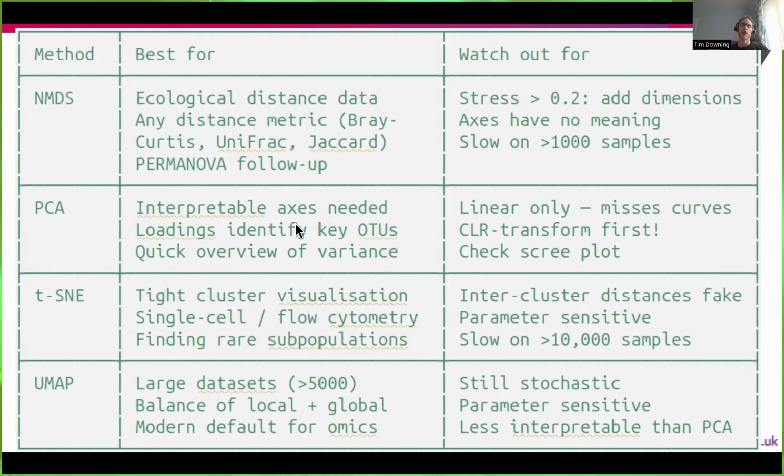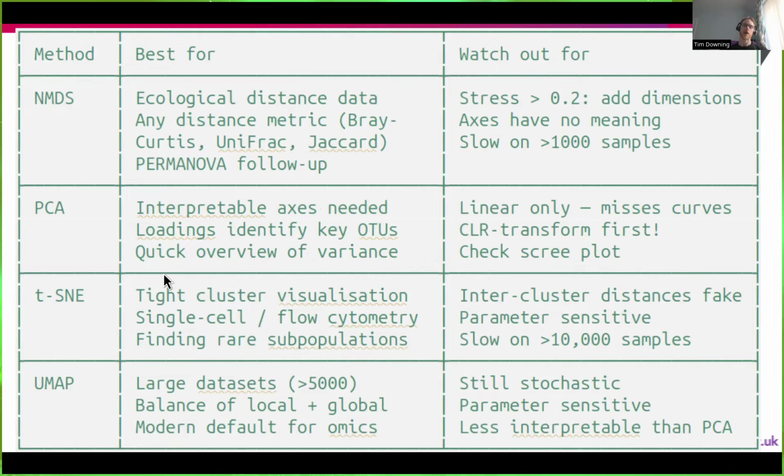PCA, the next one down, has interpretable axes that are needed and can be obtained, which is very useful. They can identify key features like the OTUs that are of interest, and PCA can give us a quick sense of the level of variation present. A consideration for this is that PCA tends to work on linear data. We need to transform the data first, and we need to check a scree plot too.